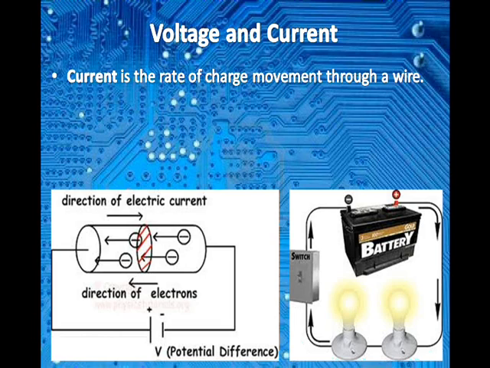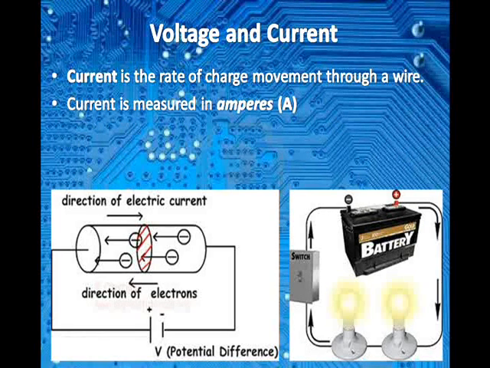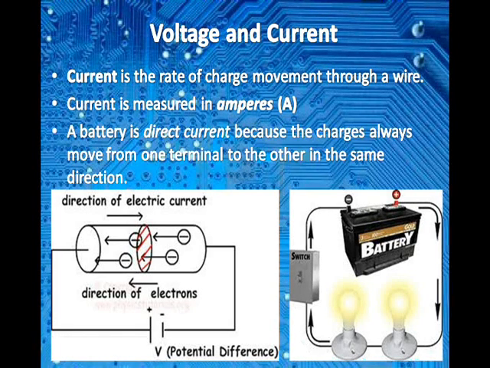Now, current is the rate of charge movement through a wire. So it's how fast electric charges are moving. Current is measured in amperes, and the way we shorten amperes is with an A. Now, a battery is direct current, and we're going to talk about alternating current in the next couple of videos or so, and so you're going to have to tell the difference between direct current and alternating current. So let's talk about direct current now.